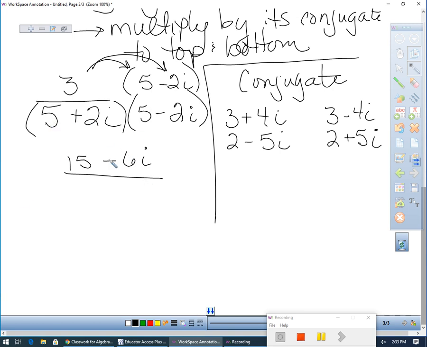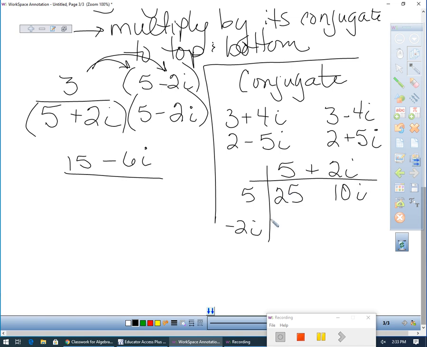Over. How do I multiply those two together on the bottom? 5 plus 2I times 5 minus 2I. The box. Thank you, Megan. So I'm going to put the box right here for a second. I have 5 plus 2I times 5 minus 2I. 5 times 5 is 25. 5 times 2I is 10I. 5 times -2I is -10I. 2I times -2I is -4I squared.